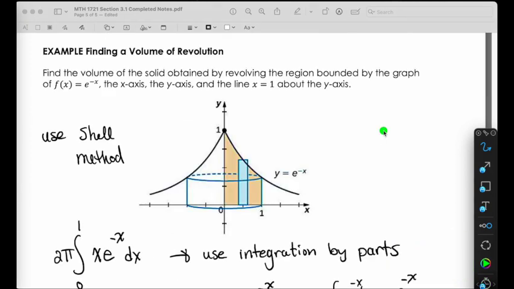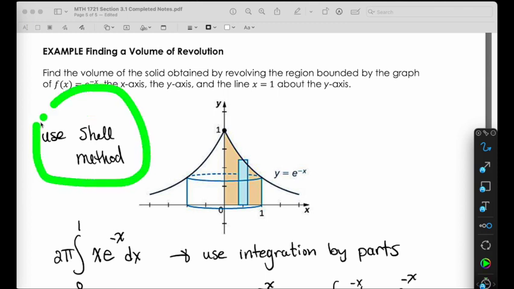All right, in this last example, we're going to do another integration by parts example, but with a definite integral. And we're going to do it when we're finding a volume of revolution. So it says find the volume of the solid obtained by revolving the region bounded by the graph of e to the negative x with the x-axis, the y-axis, and the line x equals 1. We're going to revolve it about the y-axis, so we're spinning it this way. In my opinion, the best method for this would be the shell method.